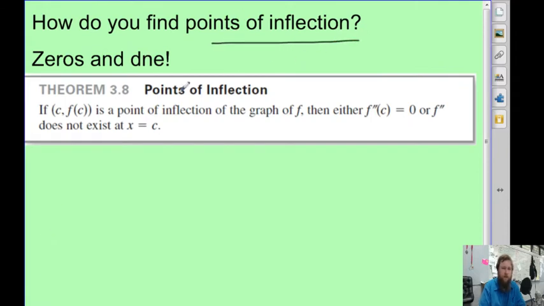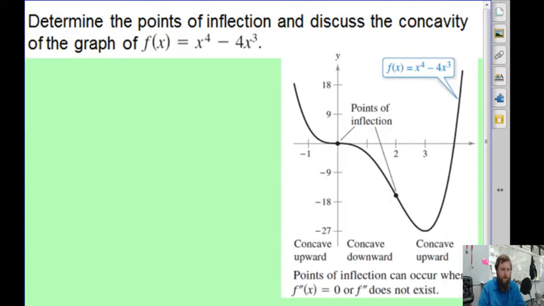How do you find those points? It's where it's 0 or does not exist. So it's basically what we did the last time. It's where the second derivative of a number is 0 or it does not exist. All right, so let's do another example of this. Now, I've actually given you the graph right here, the answers. I just want you to see that as we do this. So, to determine the points of inflection and discuss the concavity.